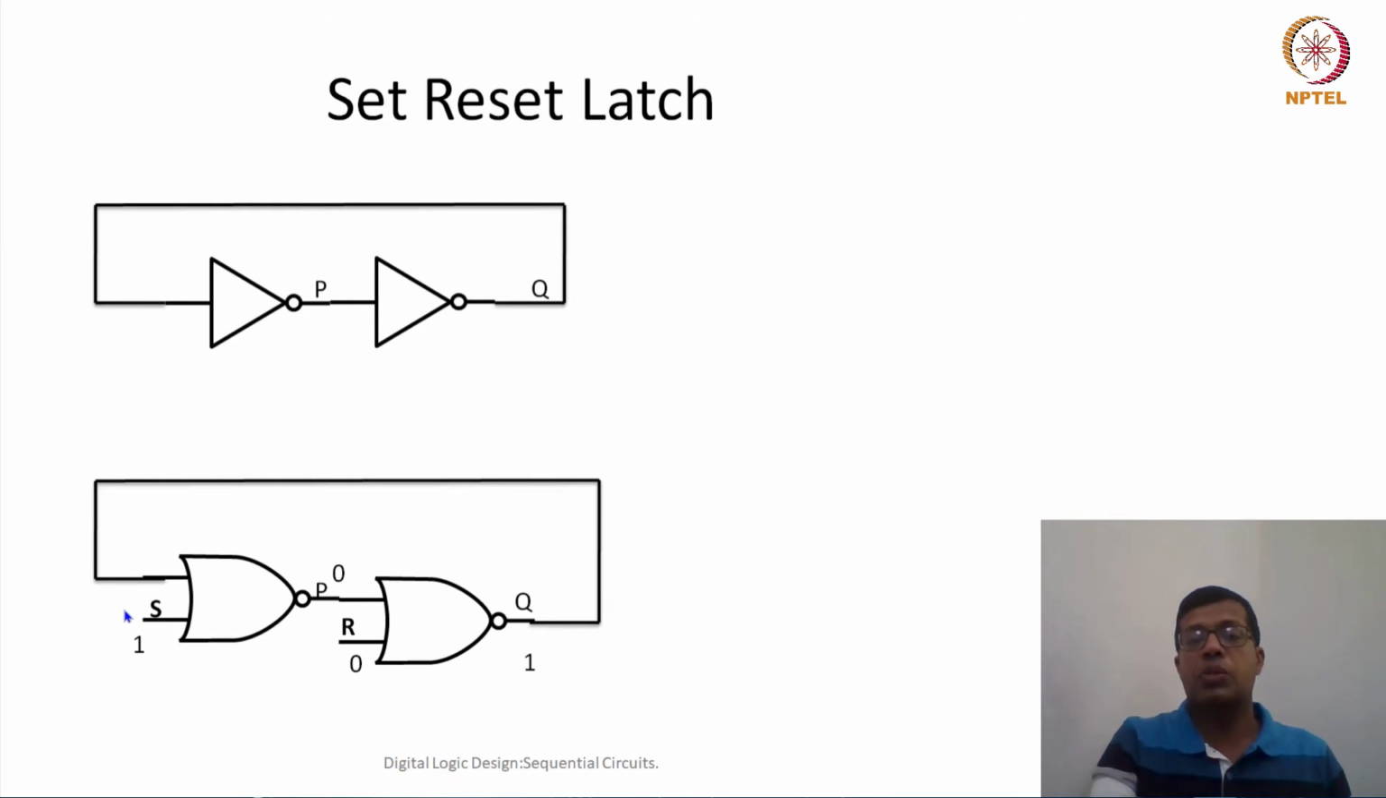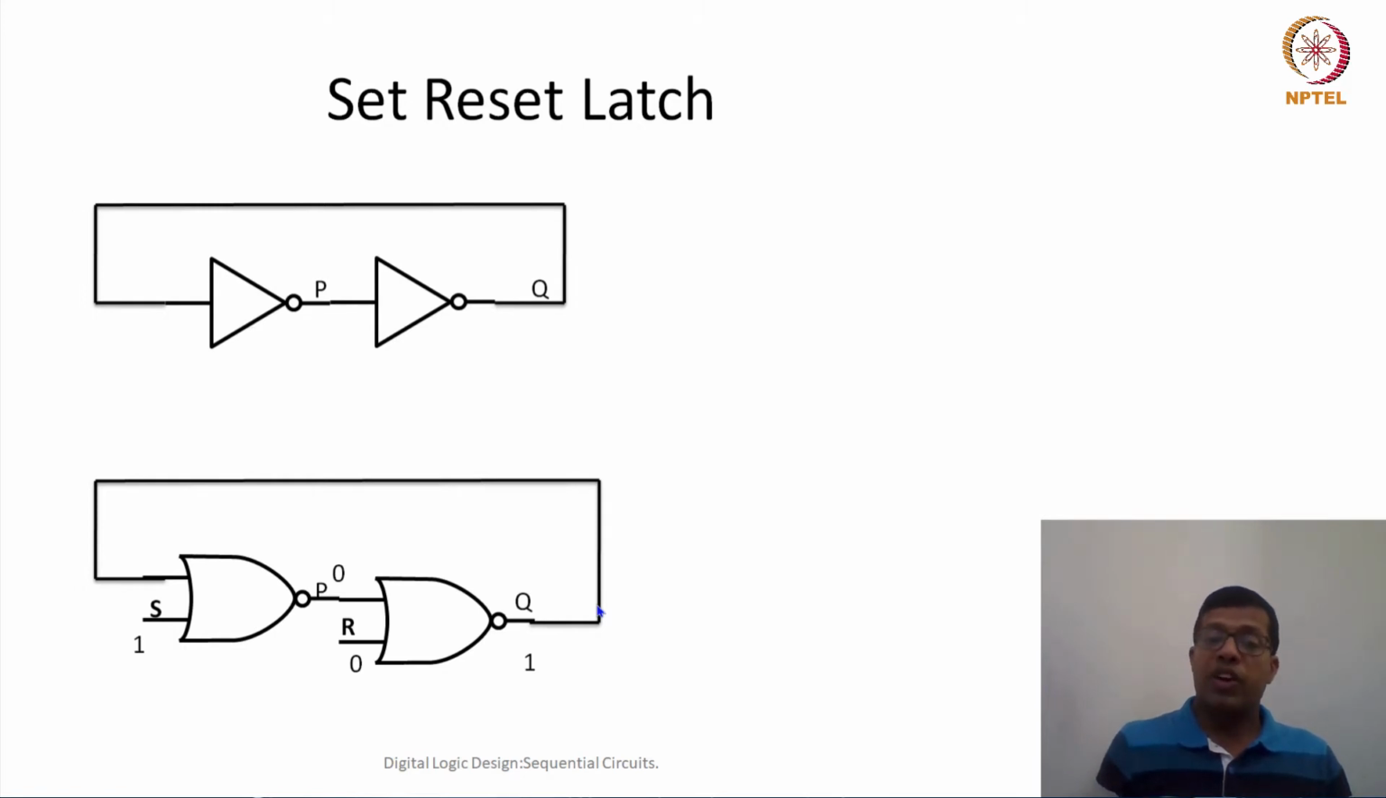That's why this particular latch is called a set reset latch. And when both R and S are 0, 0, that means the output is not going to be modified, and this circuit is working like a memory element. It is going to store whatever the previous input given to the latch was.